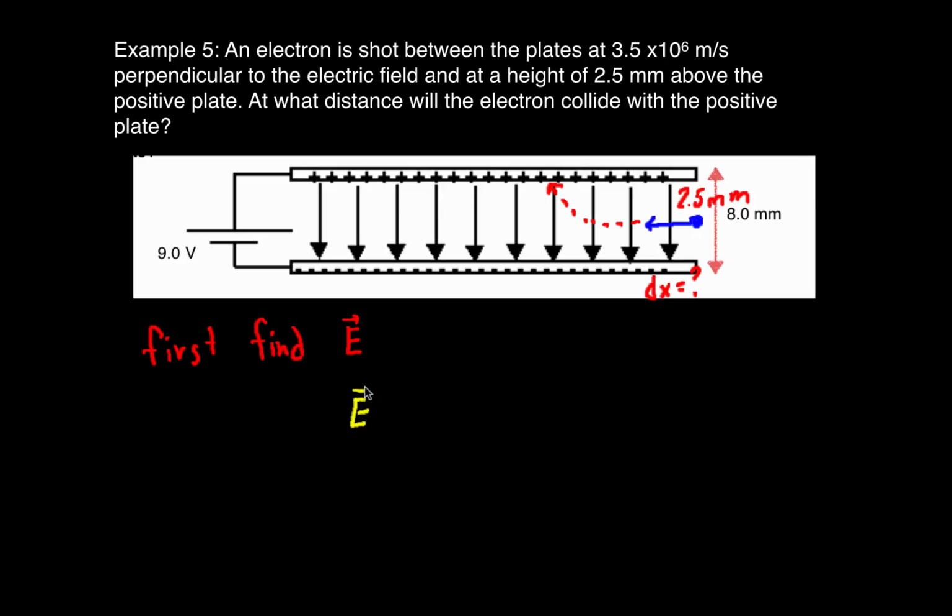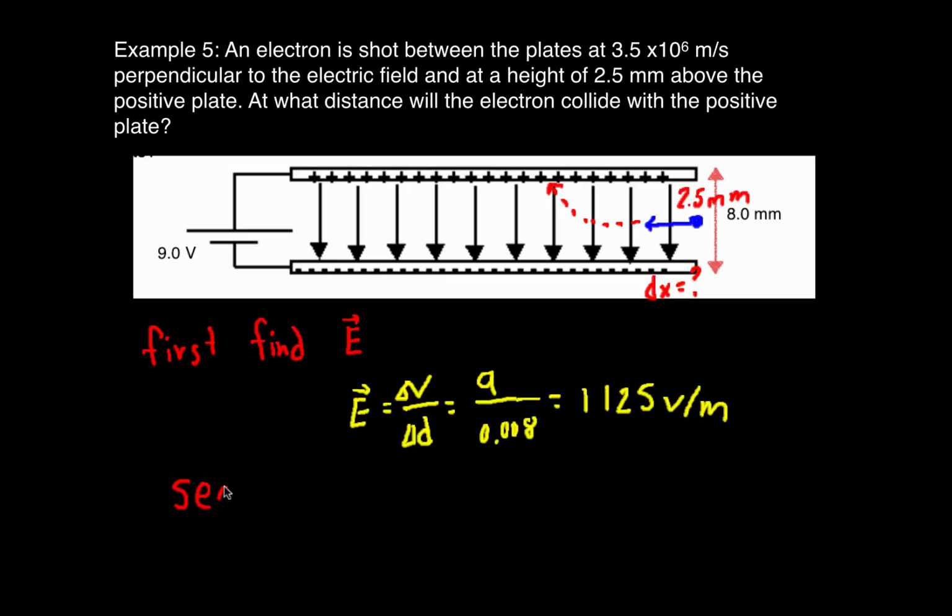The electric field can be calculated by finding the voltage divided by the change in distance. This is 9 volts divided by 8 millimeters, which is 0.008. This gives us an electric field between the plates equal to 1,125 volts per meter. Second, we need to find the vertical acceleration.